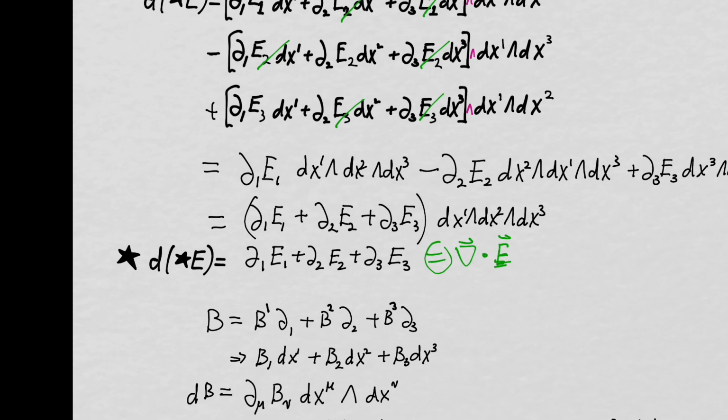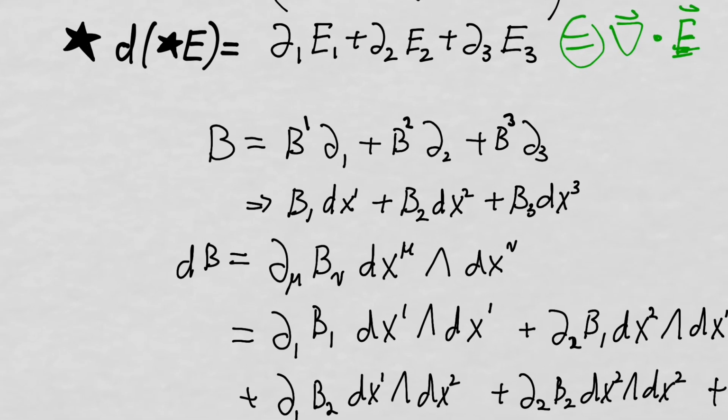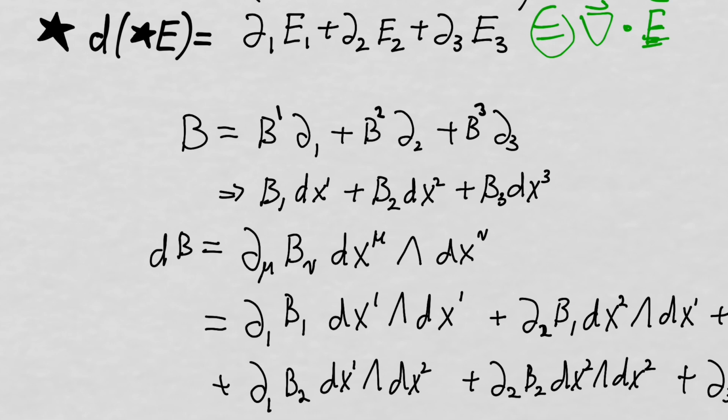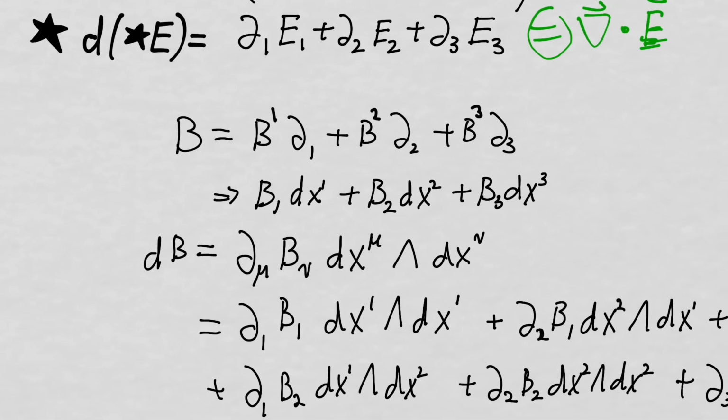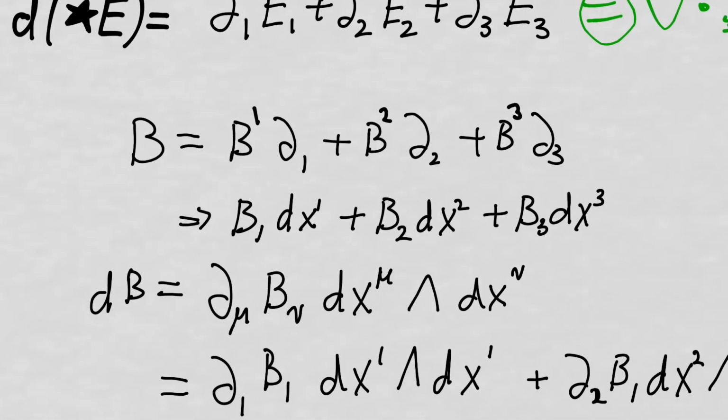So now let's have a look at a different process. We're now going to look for the curl. Let's have a look at that. So again, with the curl, we start with the Gibbsian form of the electric field. Now, of the magnetic field, in this case.